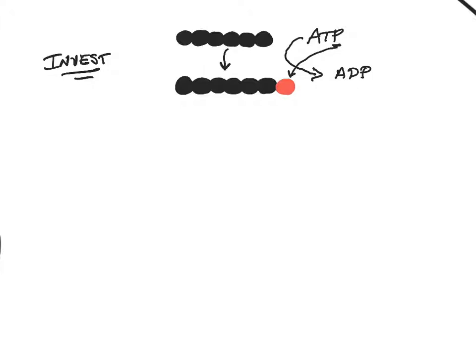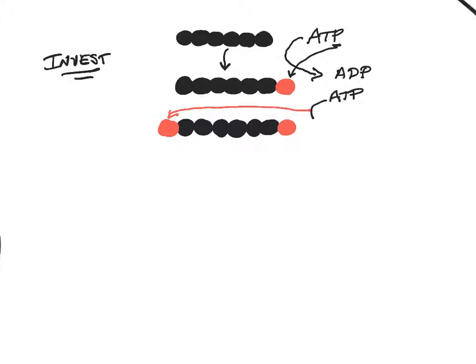The second step is very similar, and in this case we're going to add another phosphate group to the other end of the molecule. Again, this added phosphate requires the input of energy in the form of ATP with the release of ADP. So at this point, you haven't converted any energy into ATP. You've actually used 2 ATP, so you're minus 2 ATPs.